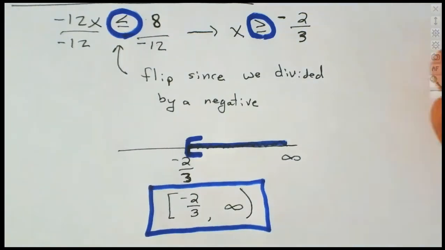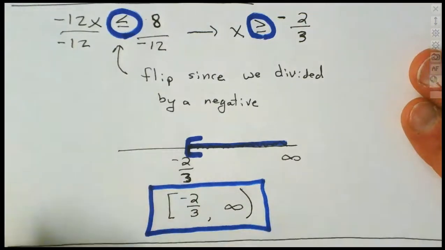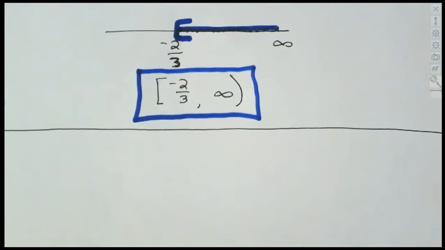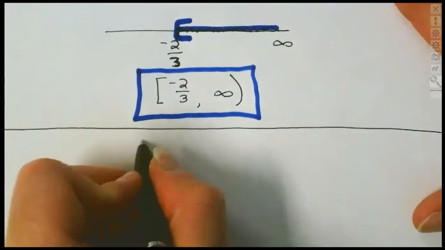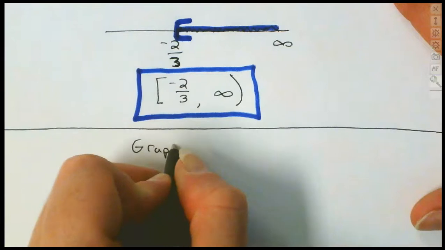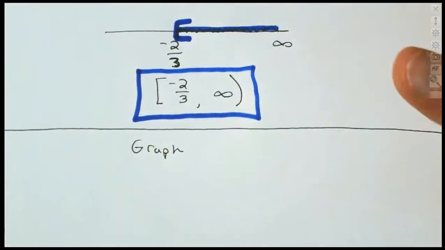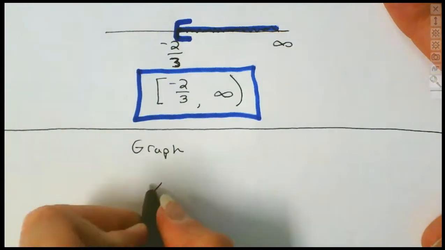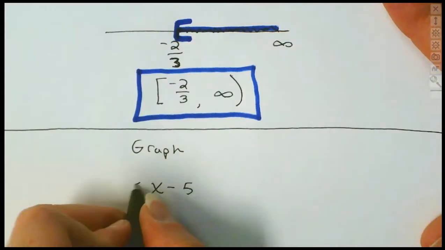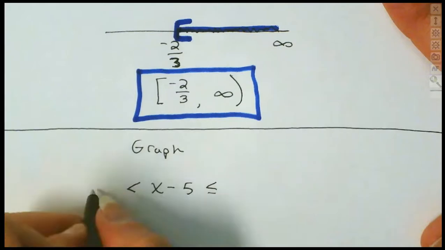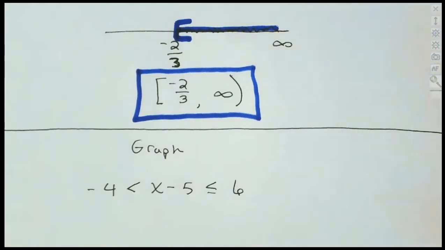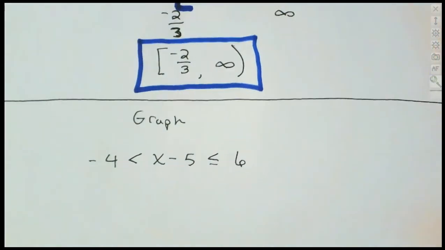Now let's try a few of these that are 3-part inequalities. And again, same directions. We're going to graph them and write our answers in interval notation. And we'll start off with a very, very easy one here.